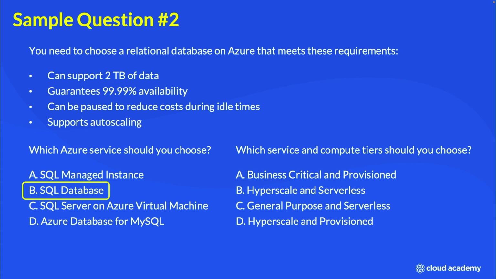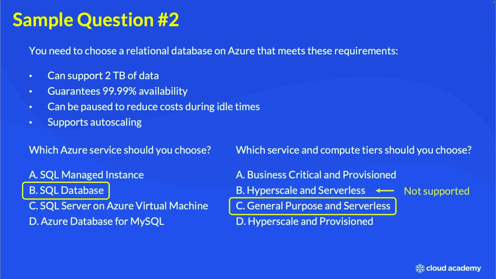So in this case, there's something that you absolutely need to know. I don't think you could guess this one. And that's that the serverless option is not supported under hyperscale. It's only supported under general purpose. And so C is the correct answer.